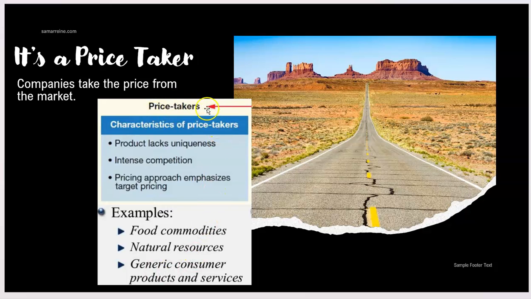This is what a price taker is. This is the only one. The other 3, monopolistic competition, monopoly, and oligopoly, are price makers or seekers. So those get to set the prices in a way that price takers cannot.